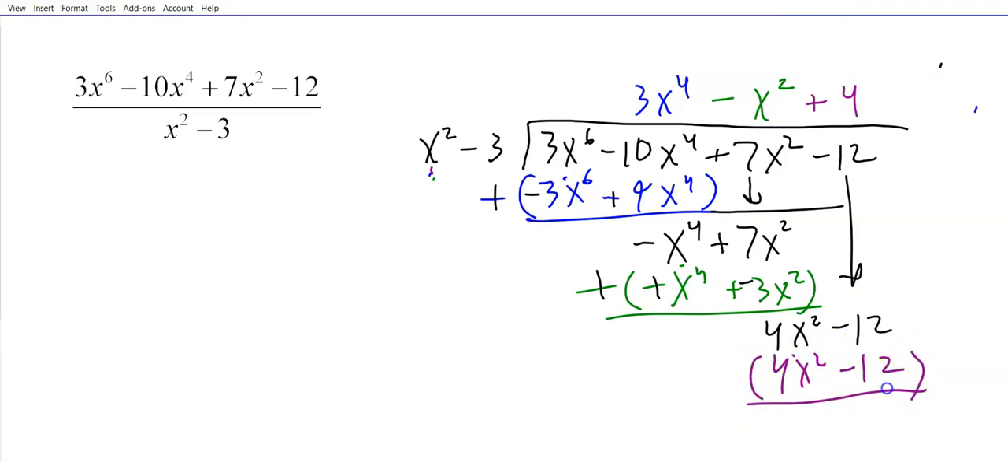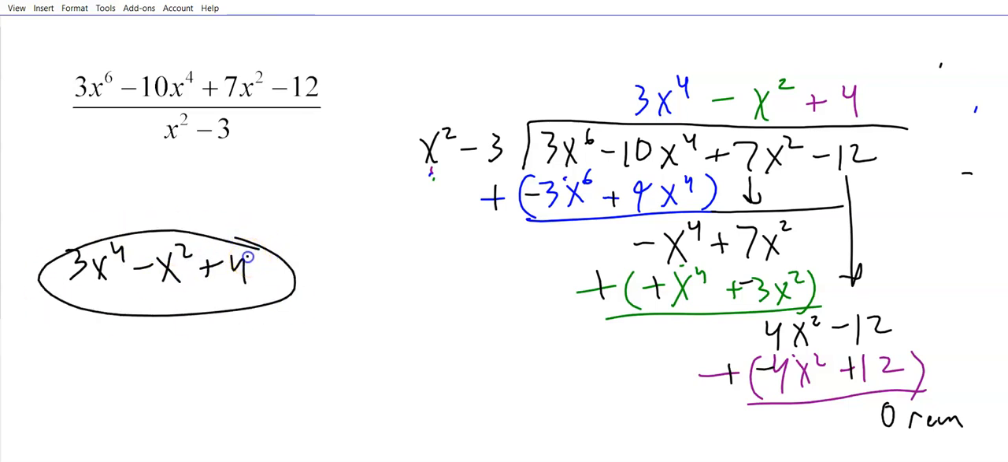So I'm going to subtract both these. When you do that, you'll see that this distributes, that becomes negative. Those both add up to 0, so my remainder is 0. So again, for the second time in a row, we have a factor. So 3x to the 4th minus x squared plus 4 is a factor of this polynomial. If I multiply it by this guy, it would multiply to make that 3x to the 6th polynomial.